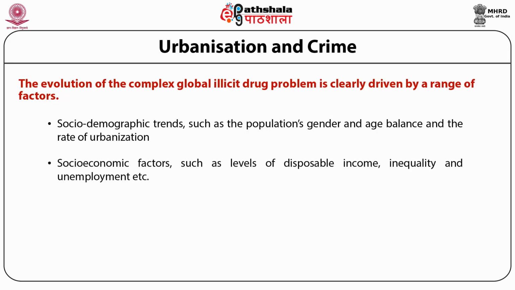Socioeconomic factors such as levels of disposable income, inequality, and unemployment also play a role. Increased levels of disposable income may enable a larger number of people to buy illicit drugs, whereas high levels of inequality or unemployment may increase the propensity to use illicit drugs among those affected.